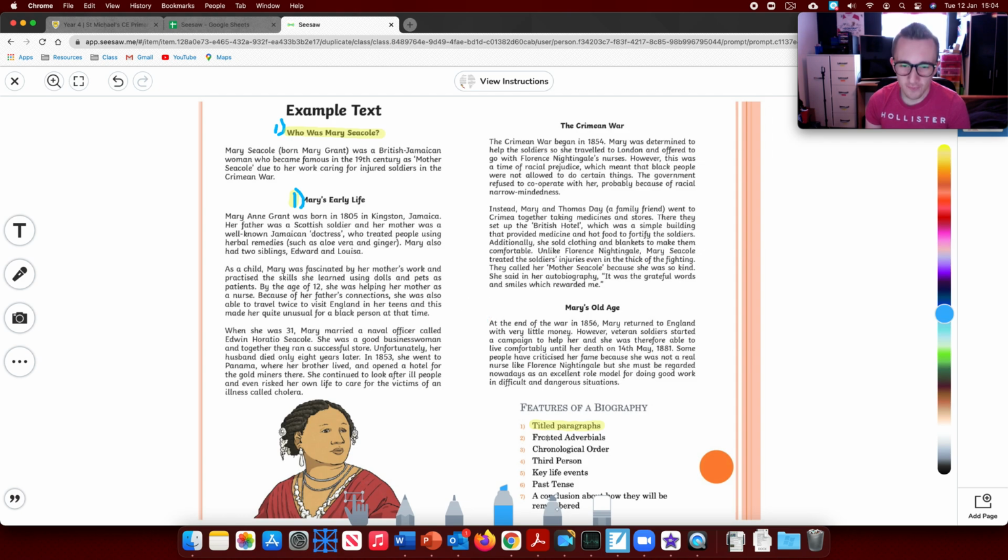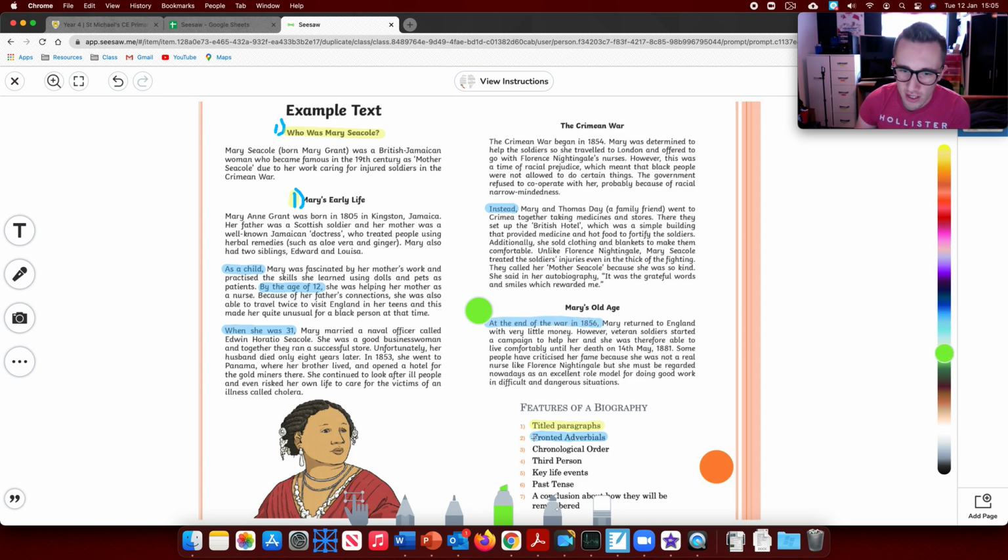Fronted adverbials I'm going to have as blue. So let's start to have a look for blue. Now we know that a fronted adverbial has to have a comma after it. So I'm going to look for that. Ah, here we go. As a child, fronted adverbial. By the age of 12, that tells me when. When she was 31. I'm just going to highlight 3 or 4 examples. Instead, I'm looking for that comma. At the end of the war. There we go. I'm happy with that.